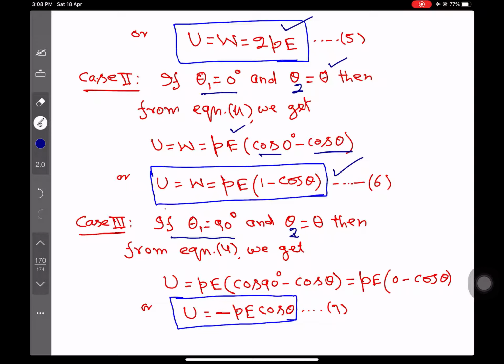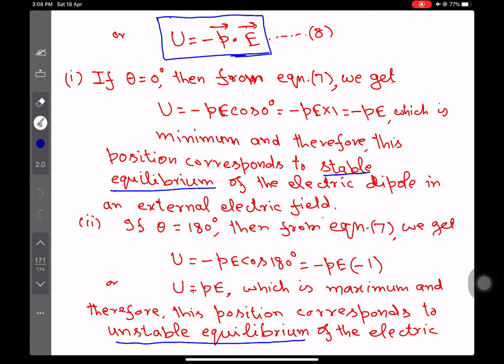अब थीटा 1 है 90 तो आ गया cos 90 डिग्री माइनस आ जाएगा cos थीटा, and cos 90 you know is 0, तो equal to PE into 0 minus cos theta, or capital U equal to minus PE cos theta, and PE cos theta can be written as P dot E. That means capital U equal to minus P dot E. So therefore remember, the electric potential energy of an electric dipole in a uniform electric field is negative of the dot product of the electric dipole moment of the given electric dipole and the strength of the electric field.